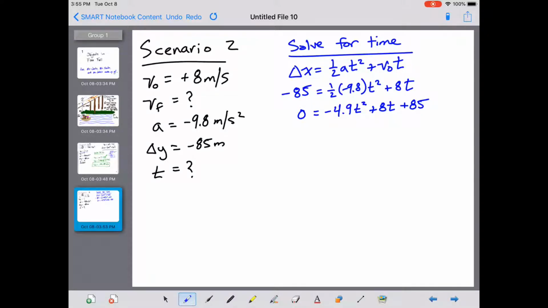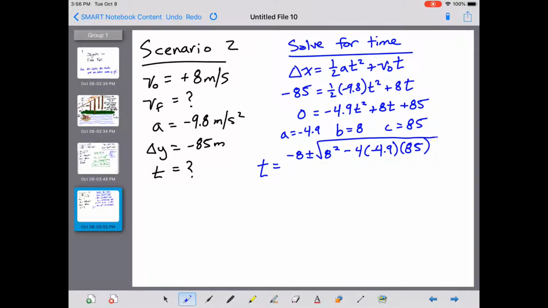Now, as we've learned in math, we're going to take the quadratic formula and solve for t. So t is going to be equal to negative b, which is negative 8. And actually, I'm going to write these out so you can see them. A is equal to negative 4.9, B is equal to 8, C is equal to 85. So t is equal to negative b, negative 8, plus or minus the square root of b squared minus 4 times a times c, divided by 2 times a.